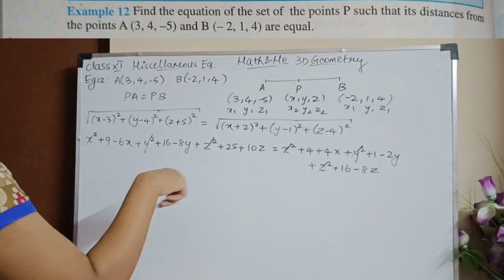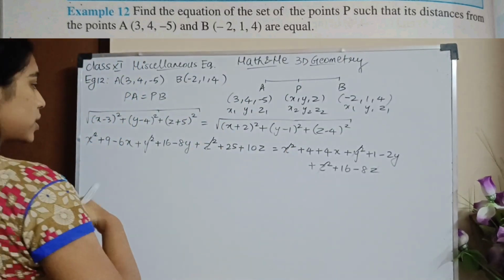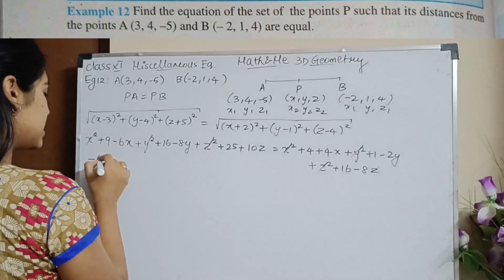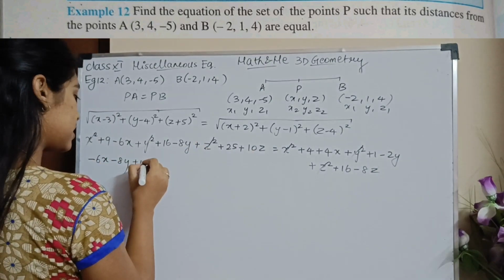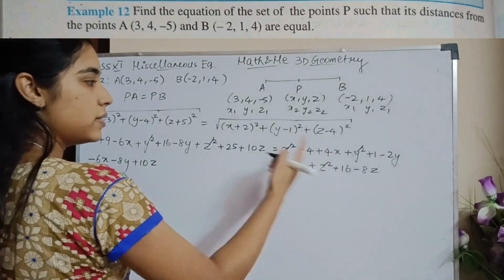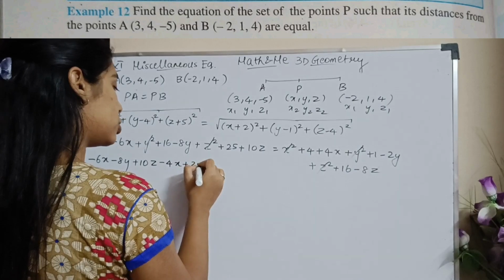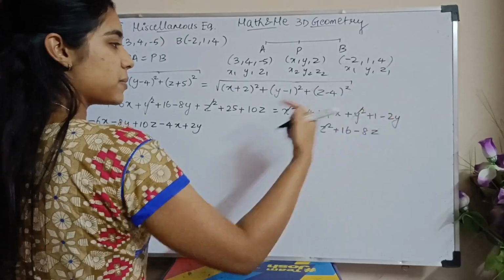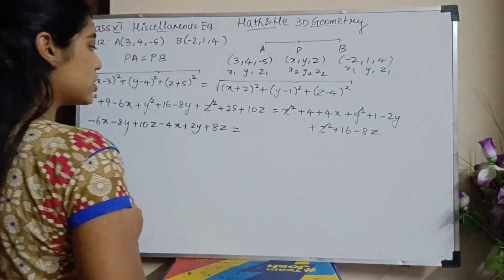So I will bring all my x terms, y terms and z terms to one side and all the constants to the other side. So what do I have? Minus 6x minus 8y and plus 10z. Then on the other side, plus 4x, so minus 4x plus 2y. This comes to the left hand side, so it becomes a plus. Then minus 8z, so this becomes plus 8z equals all my constants.